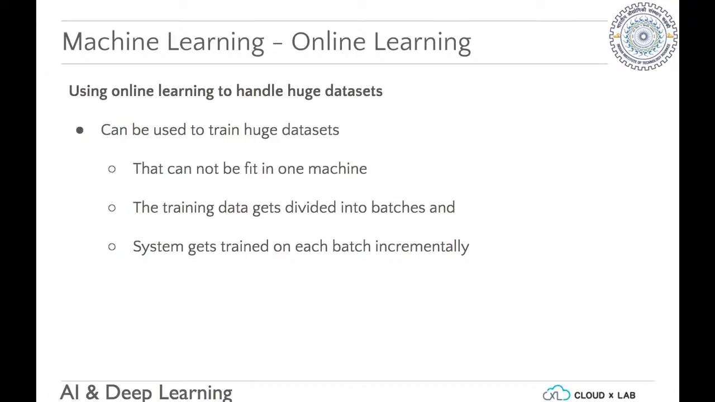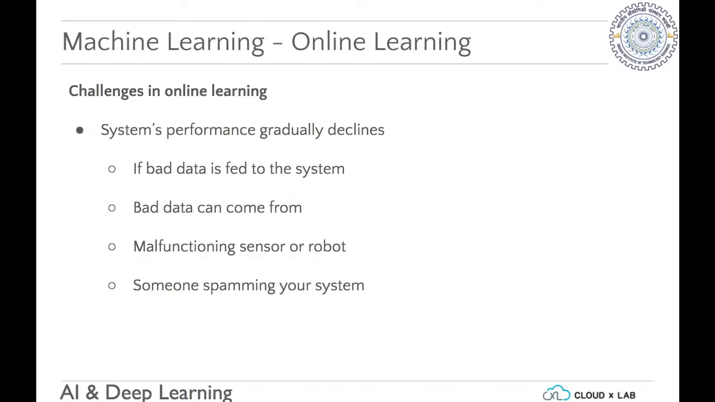If the data is not fitting in the memory of the computer in a single shot, it's better to break it down into parts and train the model on that part, and train the system incrementally on each part. The challenge in online learning is that the system's performance might gradually decline, because if there is newer data which is bad and the older data is taking less priority, then your system will start performing badly if the bad data comes in recent times, right?